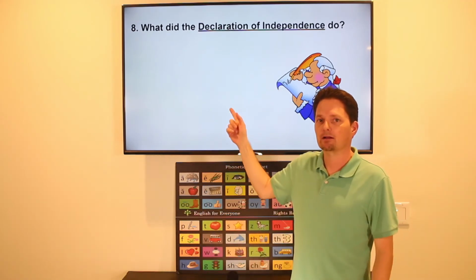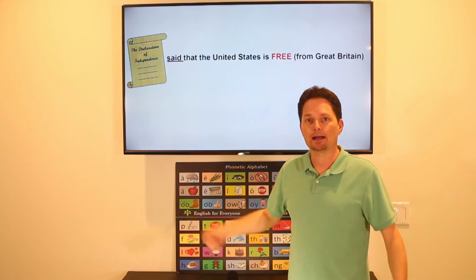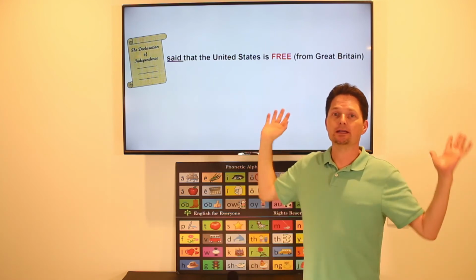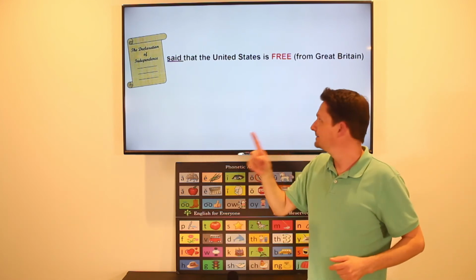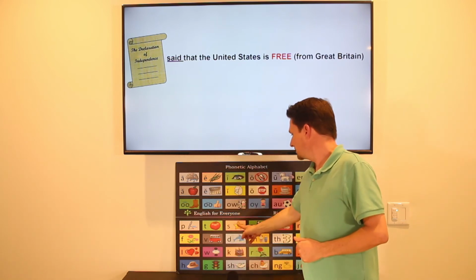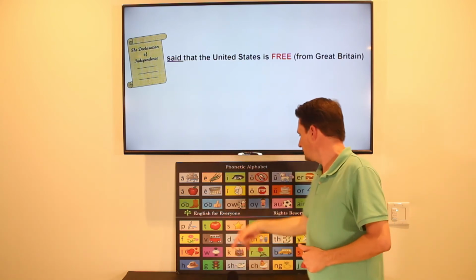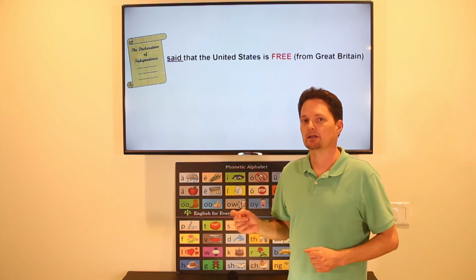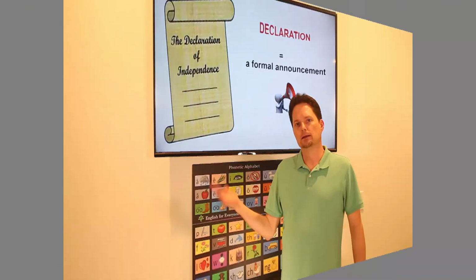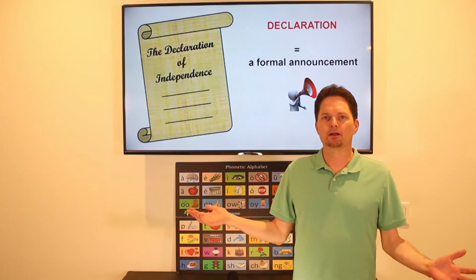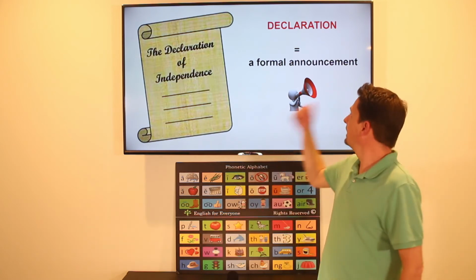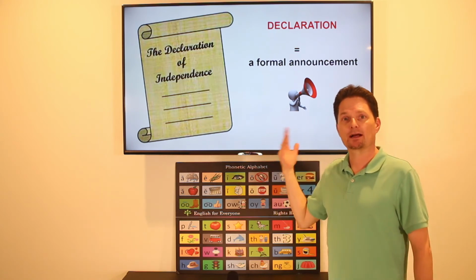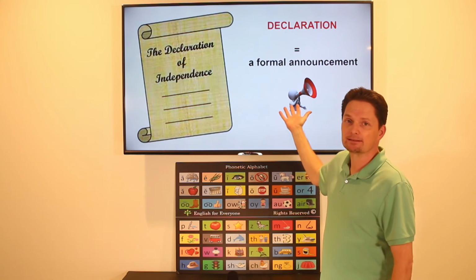Question number 8. What did the Declaration of Independence do? Answer. The Declaration of Independence said that the United States is free from Great Britain. Pronunciation. Said. So remember, it's not said, it's said. The Declaration of Independence said. What is a declaration? A declaration is a formal announcement. When you say something, you declare. So a declaration is a formal announcement.